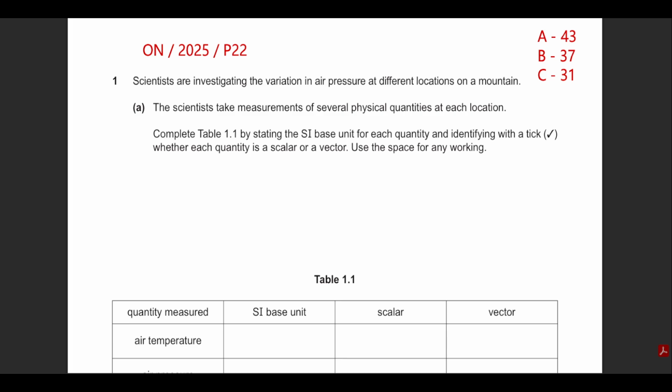This is October-November 2025, paper 22, and these are the grade thresholds for this paper if you want to score a good grade. Let's move on to the first question.